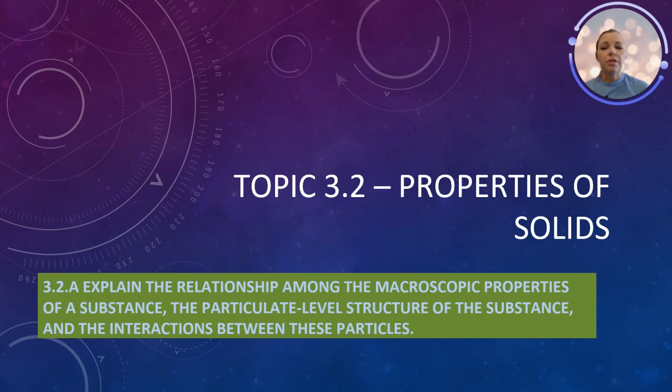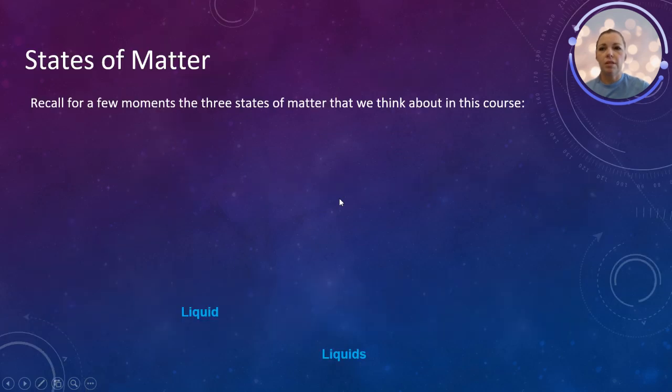So the learning objective here is 3.2.a: explain the relationship among the macroscopic properties of a substance, the particulate level structure of the substance, and the interactions between these particles. So again, we're continuing this conversation of intermolecular forces and how that impacts our substances. So let's dive right in.